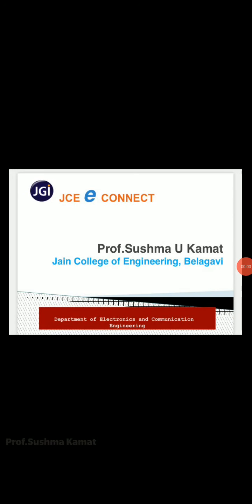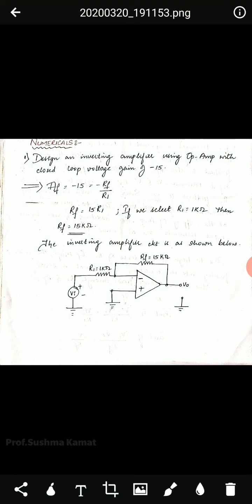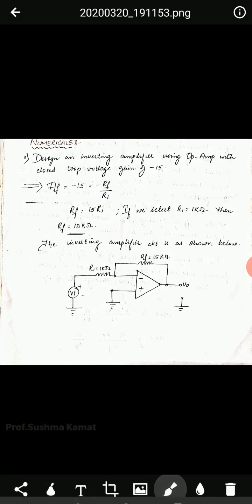Today we shall solve some numericals on inverting amplifier using op-amp. The first numerical: design an inverting amplifier using op-amp with closed loop voltage gain of minus 15. In the previous class we know that there was a formula which we had derived which was something like this.